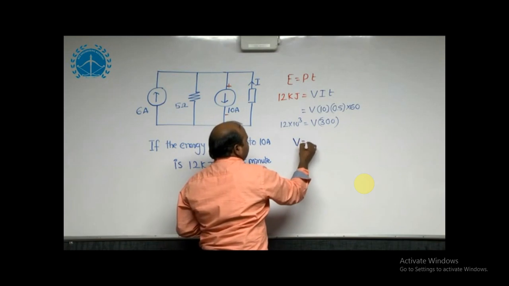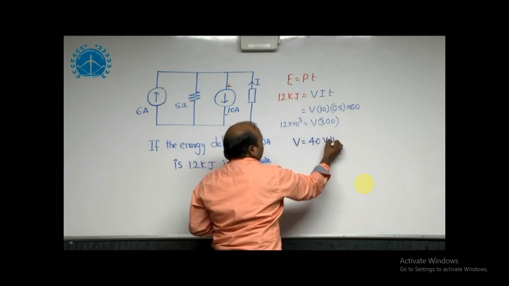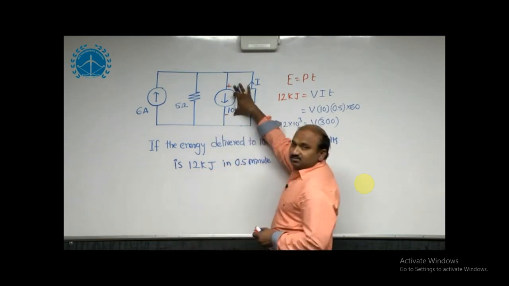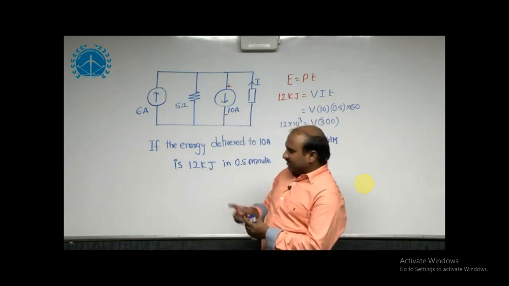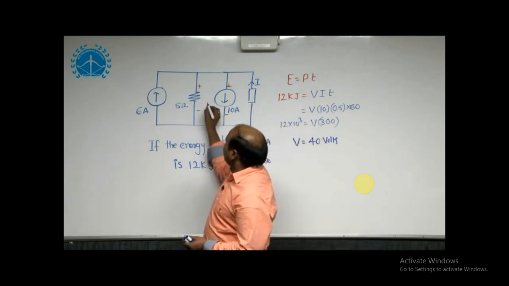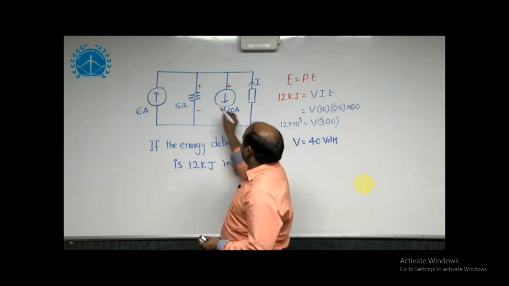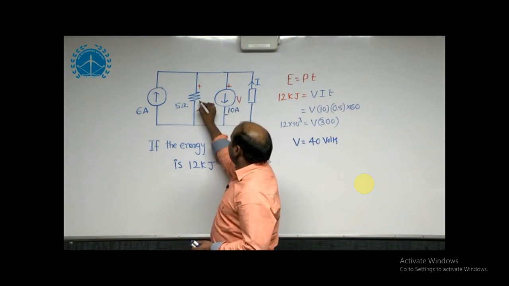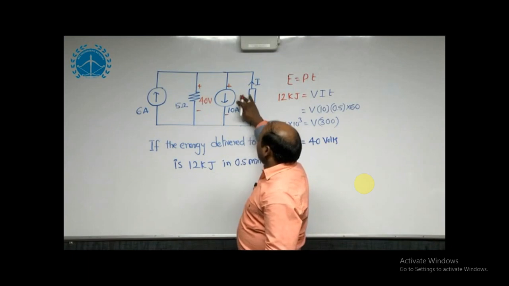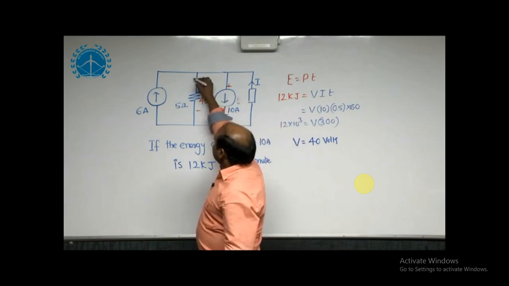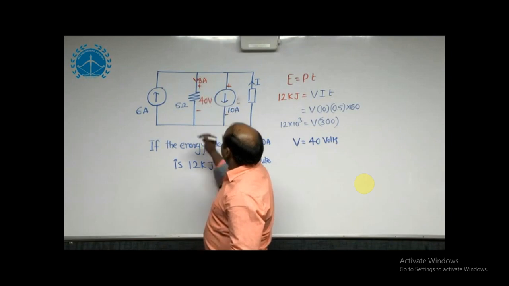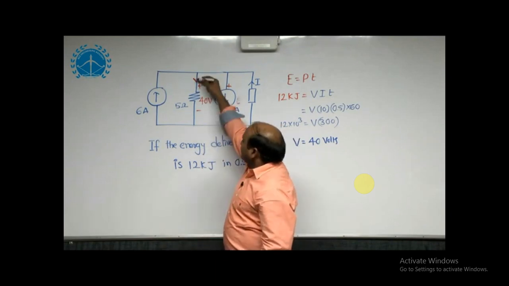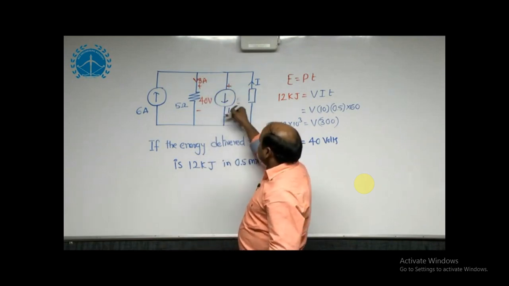As per the polarities which we obtained, all the elements are connected in parallel. That's why the same voltage appears here. Whatever V value we got, 40 volts, the same voltage is appearing here. With this voltage, I can estimate the current passing through this. This is 8 amperes. Here 8 amperes is in the downward direction, and 10 amperes is in the downward direction.